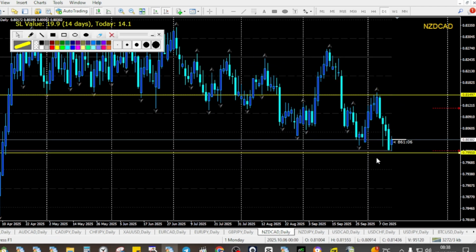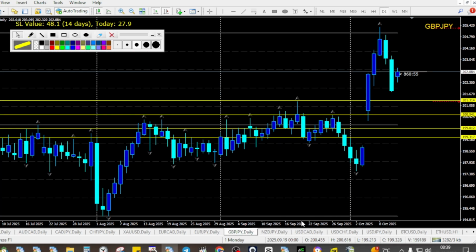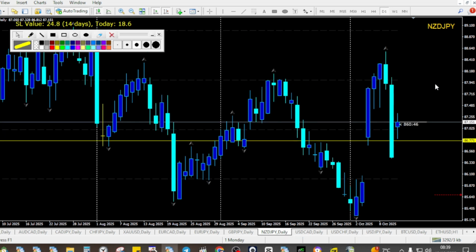Then we might go lower, which is around here. It touched my level last week, but didn't give me an entry for a sell. So this is gone. Yep. New Zealand yen. So this one is pretty bearish. So I'm not willing to buy there. And the chart is not really inspiring.